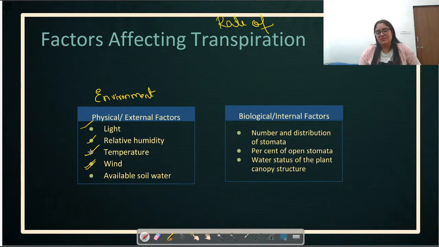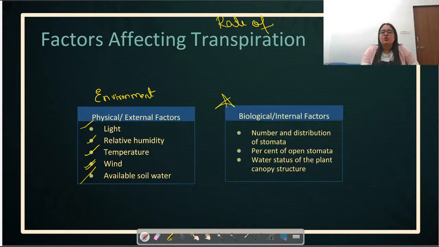Available soil water, yes. If there is no water, or if there is low water in the soil, the plant will absorb less water, and hence less of the water will be transpired. So yes, availability of soil water is very important. If sufficient water won't be there in the soil, obviously less water will be absorbed and less will be transpired. So these are the important environmental factors that affect the rate of transpiration.